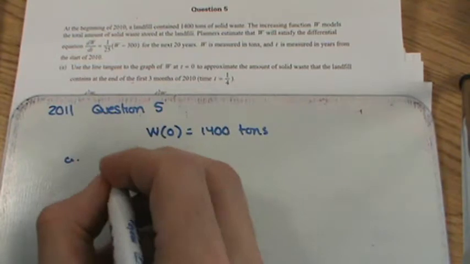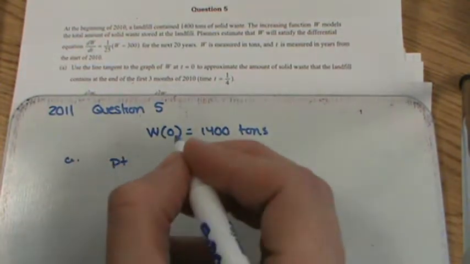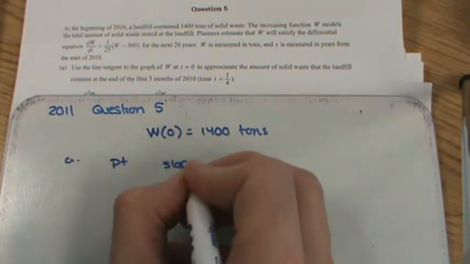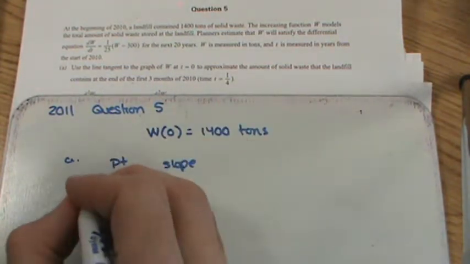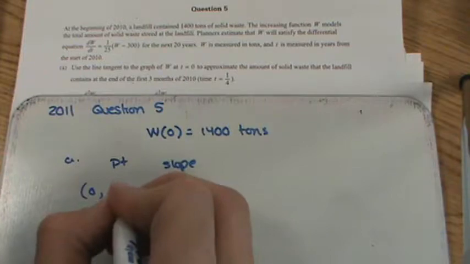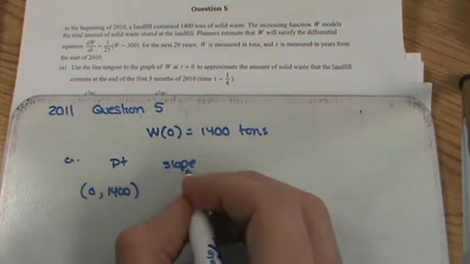Use the tangent line of W at T equals 0 to approximate the amount of solid waste the landfill contained at the end of the first 3 months, which is at T equals 1/4. All right, so we need to make a tangent line first. Tangent line requires a point and a slope. Well, they're dealing with T equals 0, and hey, we have the point. The point is (0, 1,400). We just got to figure out the slope.